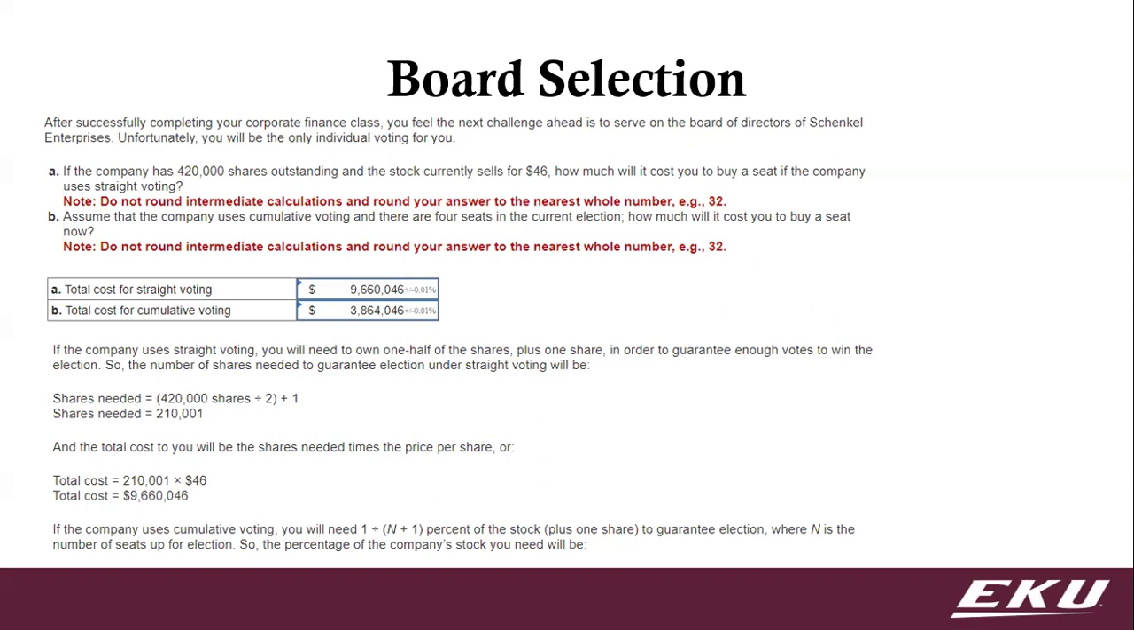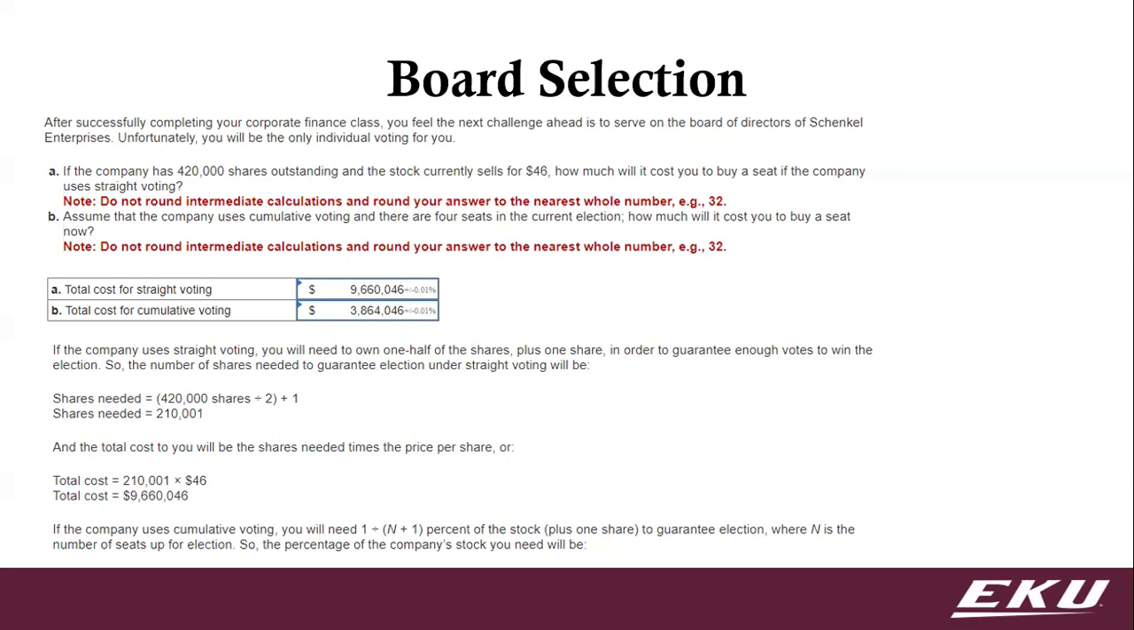So that's what we're looking at here, and we have two different cases. One is straight voting, and then one is cumulative voting. So straight voting is basically you just get to vote, yay or nay. It's kind of like voting for president, and who wins? Whoever gets 50% plus one electoral college vote, right? In a local election like governor or whatever, it's whoever gets 50% plus one vote, right? So with that type of voting, you need to have half the company.